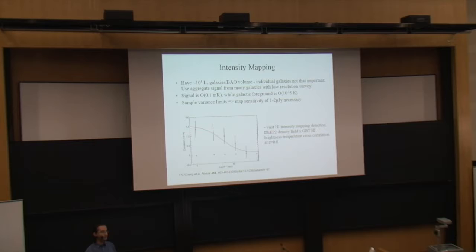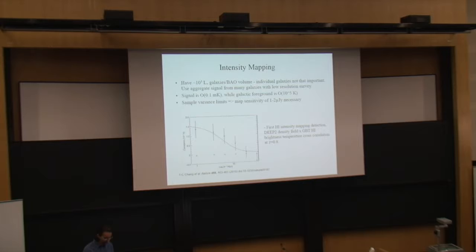Conversely, the difficulty is that the signal from this line emission is very, very small. So it's about 0.1 millikelvin, and the primary foreground is the galaxy sitting there blazing away at 10 to the 5 Kelvin. So you need a lot of sensitivity to be able to get down to this signal, which is why it hasn't been done yet.